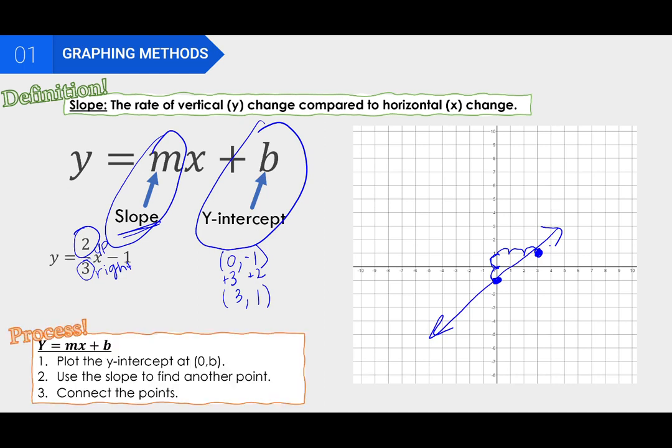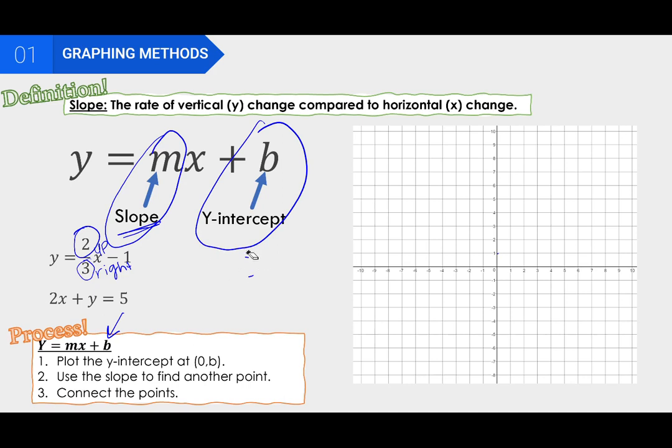y equals mx plus b. That's just what I called this method using slope. Plot the y-intercept at (0, b), whatever b is. Ours was -1. Use the slope to find another point, which we did. We went up 2 and to the right 3, and connect those points. Let's try one more using our process. Make some room on my graph.